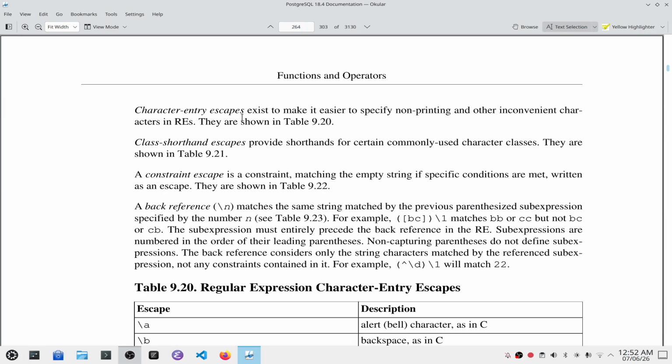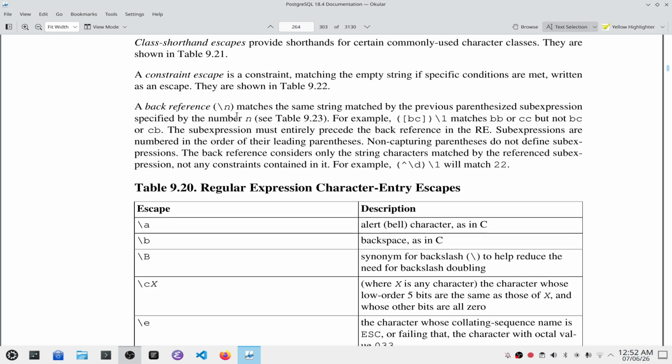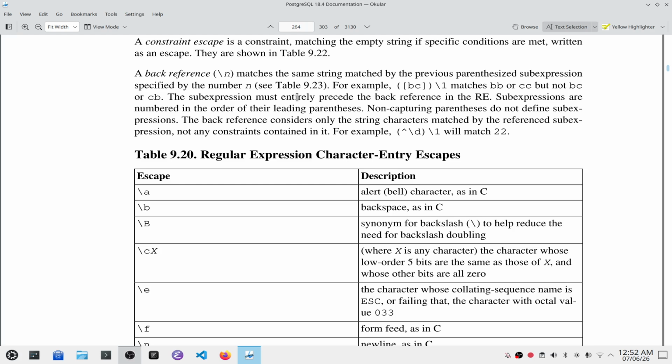Character entry escapes exist to make it easier to specify non-printing and other inconvenient characters in AREs. They are shown in table 9.20. Class shorthand escapes provide shorthands for certain commonly used character classes. They are shown in table 9.21. A constraint escape is a constraint matching the empty string if specific conditions are met, written as an escape. They are shown in table 9.22.